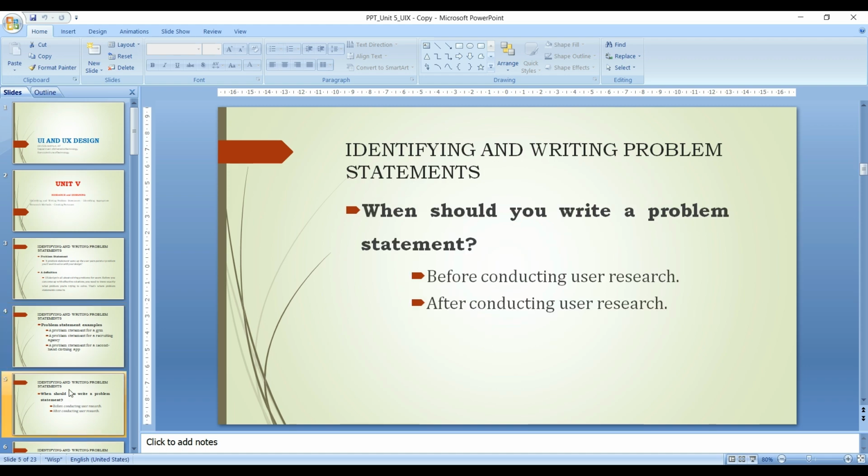So next thing is, when should you write a problem statement? Imagining myself as a UX designer, when do I have to write a problem statement? A user is coming to me with their concept or logic. So how can I approach them? I have to do research twice, that is before conducting the user research and after conducting the user research. So the problem statement should be written before the user research. So first I have to write a problem statement.